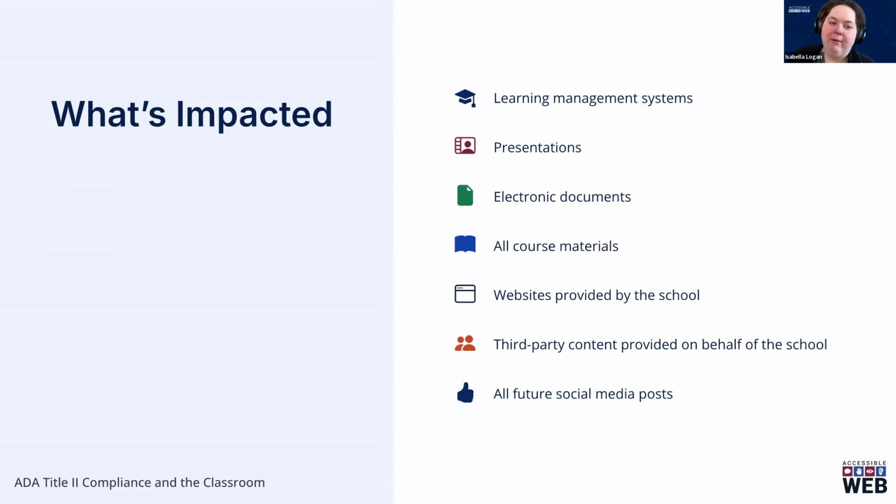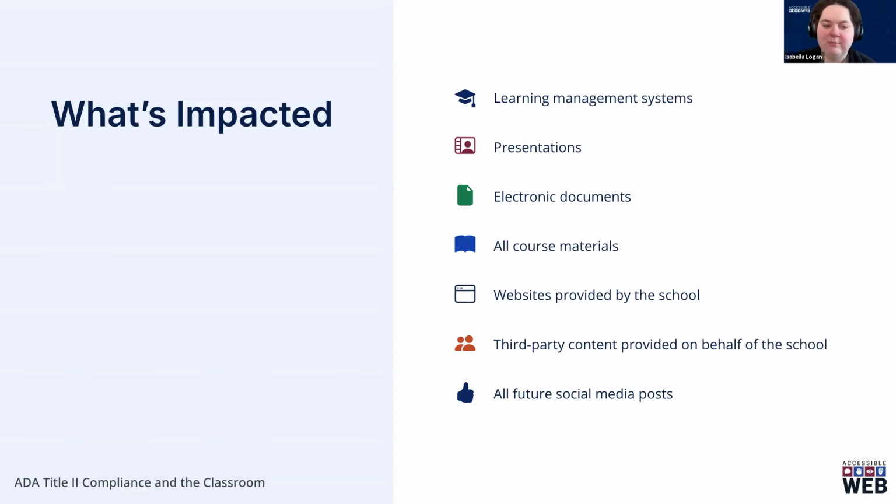So websites provided by the school. So if your school has its own website, that has to meet WCAG 2.1 AA criteria. Then any third-party content provided on behalf of the school. So that's going to encapsulate your learning management systems or any software used to participate in the class. And then all future social media posts made after this deadline, past it, it has to meet that criteria as well.